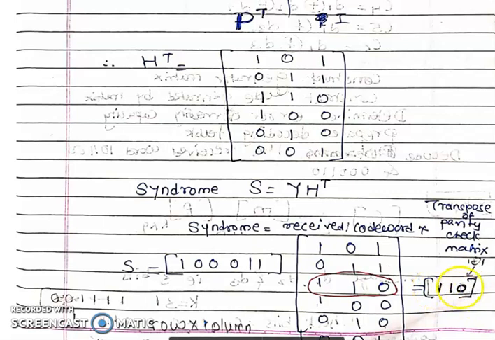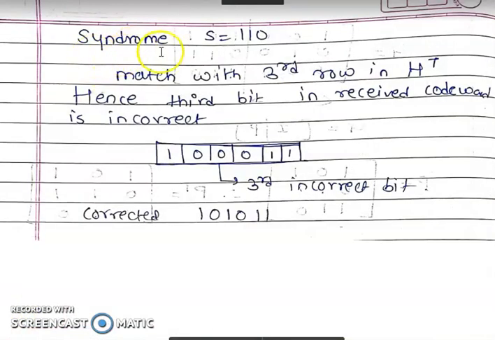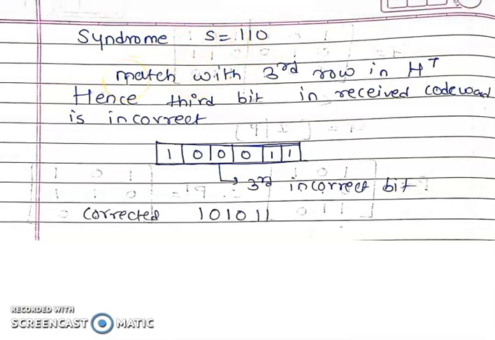That 1 1 0 I will find in this given H transpose matrix. I am getting that 1 1 0 in the third row of this H transpose matrix. This indicates there is an error in the third bit. From the above equation, I am getting the syndrome 1 1 0. So this is the indication that I have the error in the third position, which is the same value appearing in the H transpose.